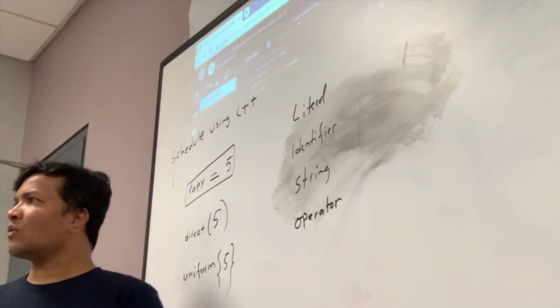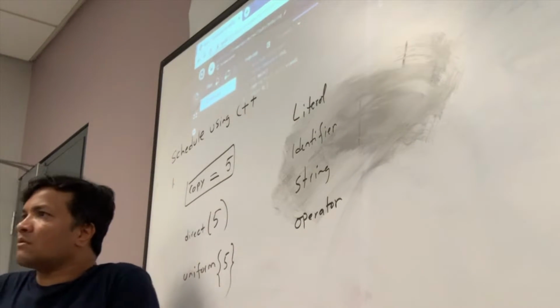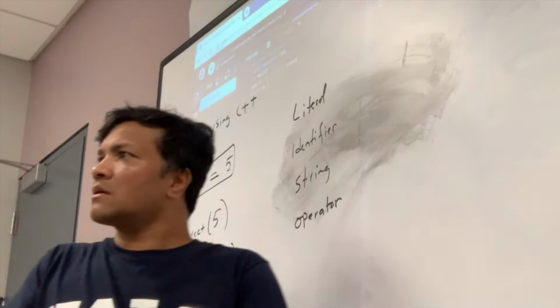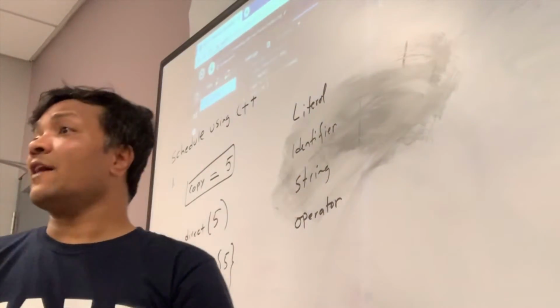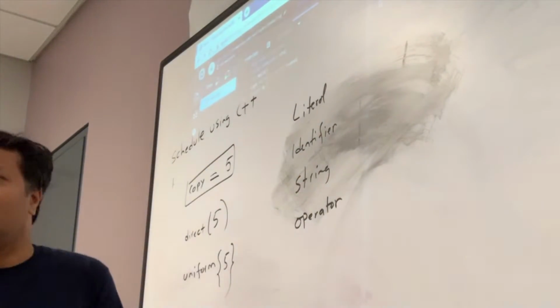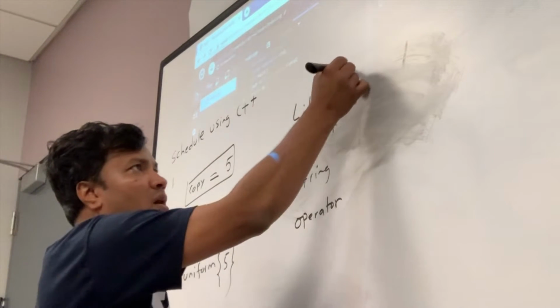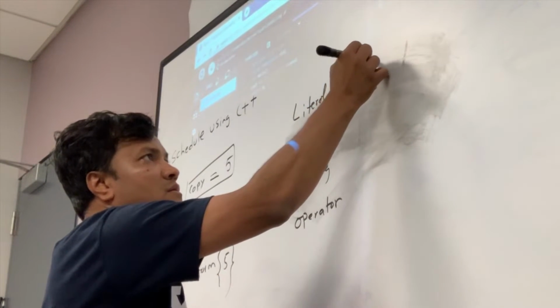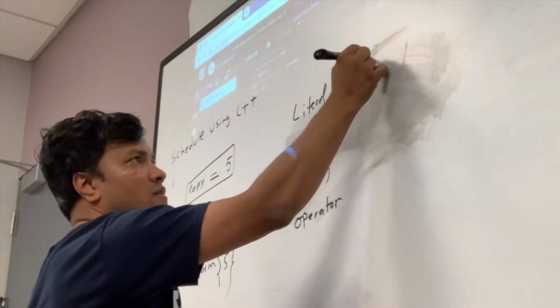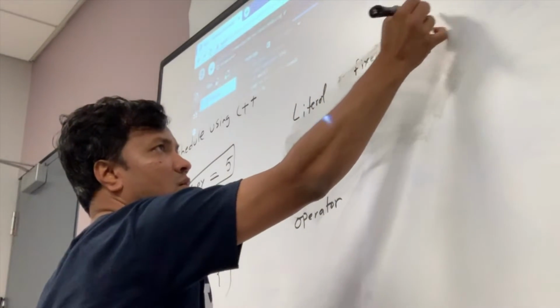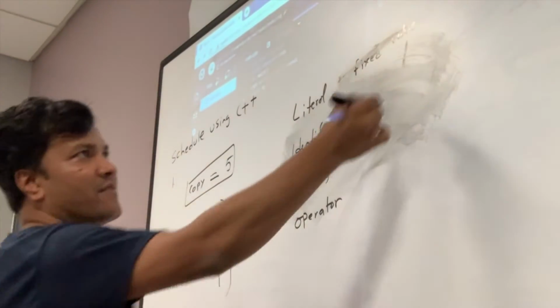Can someone tell me what does literal mean? What does it mean? Say it again. Good. A fixed value. A fixed value. An example. Oh, I'll just write fixed value. An example is a 5. 5 is fixed.